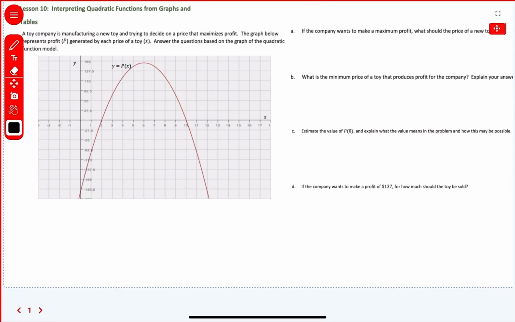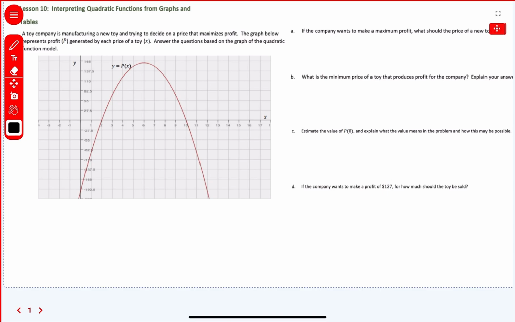Algebra 1, Module 4, Lesson 10. This is the next to last lesson, or just the last lesson in this module? Maybe it's the last lesson, I can't remember. Anyway, we have tests on Friday. Mid-module test. This is interpreting quadratic functions from graphs and tables.